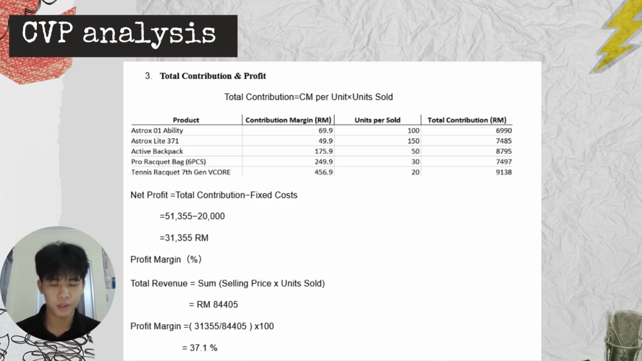And we also need to calculate the total revenue, which is equal to the sum of the selling price multiplied by the units sold. The last one is the profit margin. So the profit margin is the net profit divided by the total revenue, multiplied by 100, which is 37.1%.